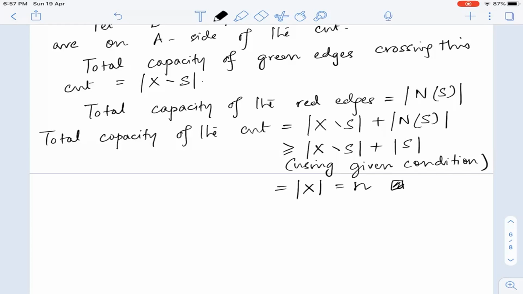Okay. So in the next video, we are going to explore another application of the min cut theorem. So hopefully the proof of Hall's theorem is clear.